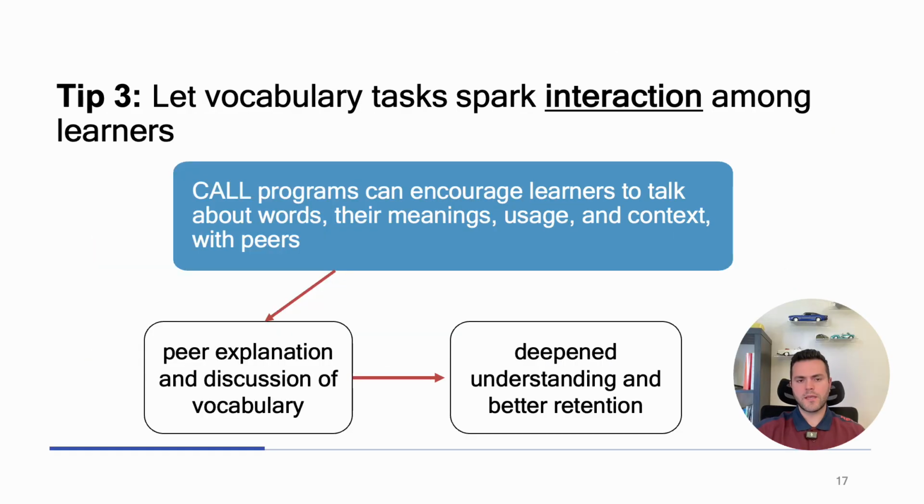And that brings us to tip number 3. Let vocabulary tasks spark interaction among learners. CAL tools don't just have to be about one person and a screen. Good vocabulary tasks can actually spark interaction. For example, they can encourage students to work together to explain words, discuss how they're used in context, or even debate subtle differences in meaning. So these peer-to-peer conversations can deepen understanding and help with long-term retention.